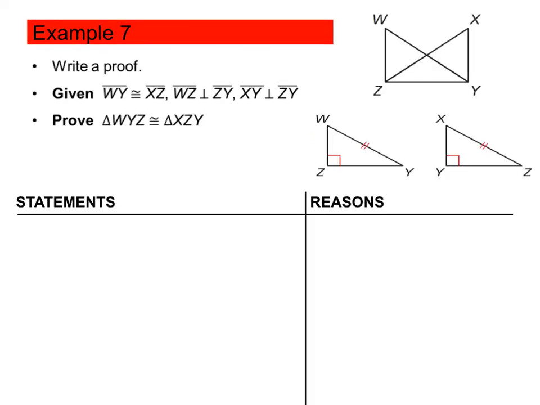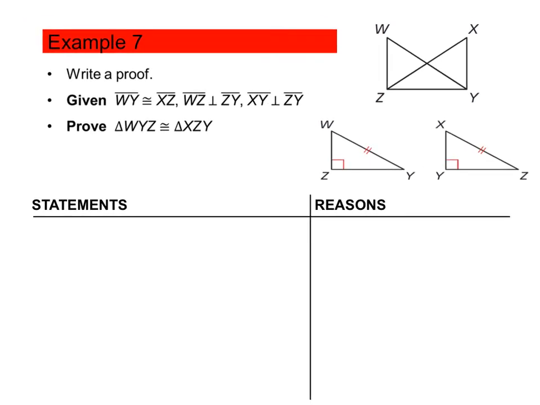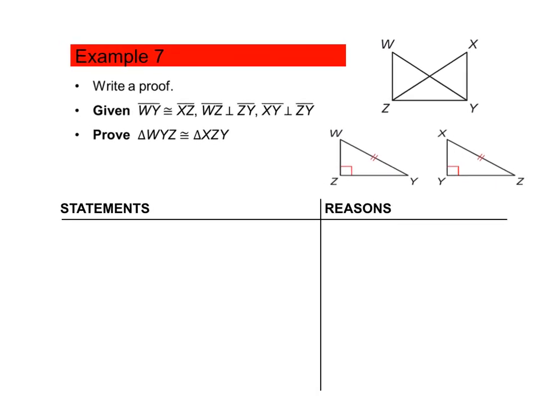Now let's quickly do a proof using hypotenuse leg. The first thing I did was I pulled the two triangles apart so I could clearly see which ones they were asking me to prove are congruent. So they're asking me to prove that WYZ, this bottom one, is congruent to this one, and they're overlapping. So sometimes it helps you to pull them apart and face them in the same orientation.